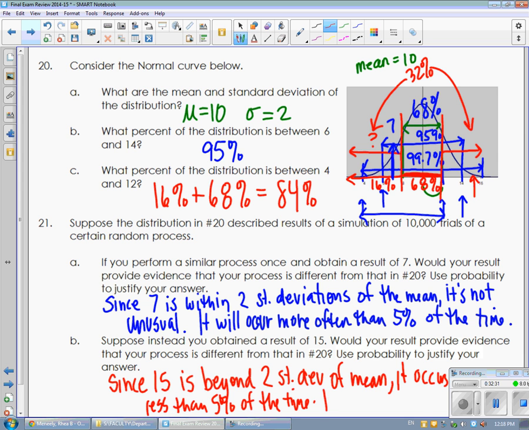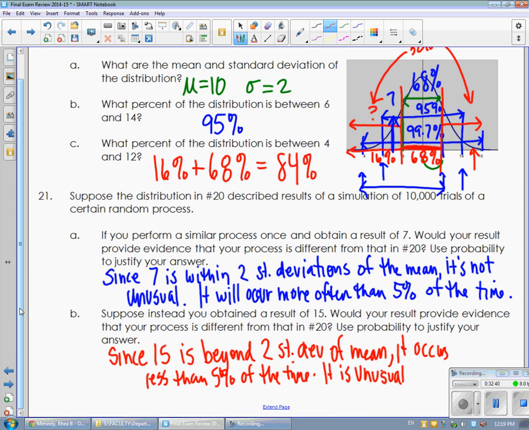It is considered unusual. And it does provide evidence that something about our sample is different.